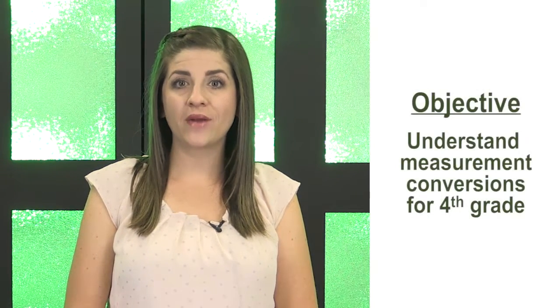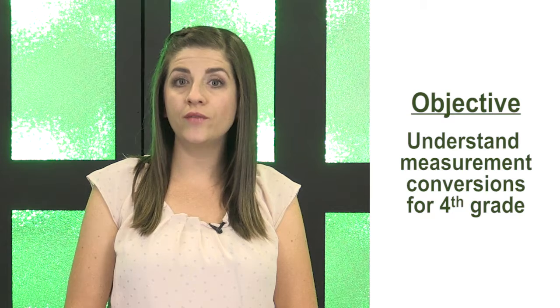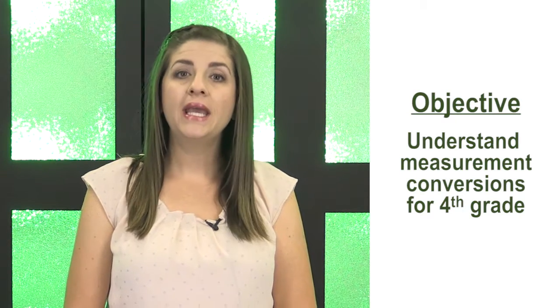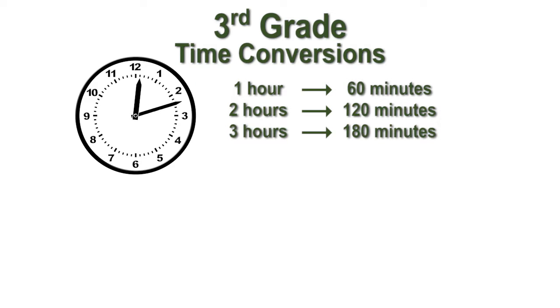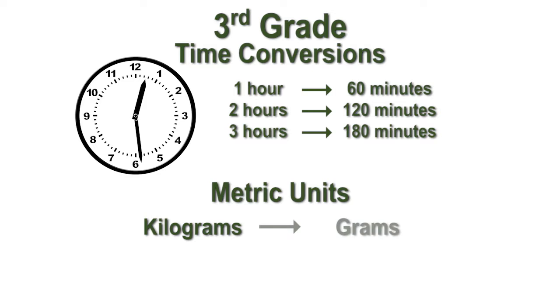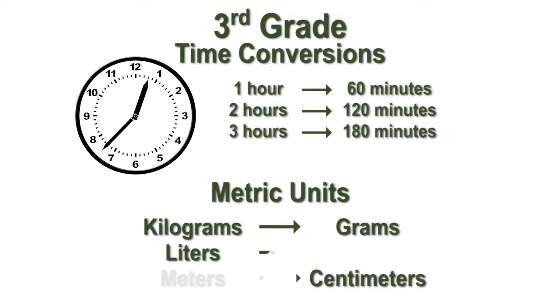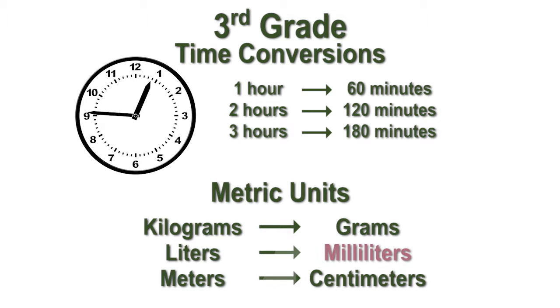The objective of this background lesson is to understand measurement conversions for 4th grade. In 3rd grade, students were introduced to time conversions from hours to minutes, and they have measured items in metric units of kilograms, grams, liters, centimeters, and meters. Milliliters will be new to students this year.